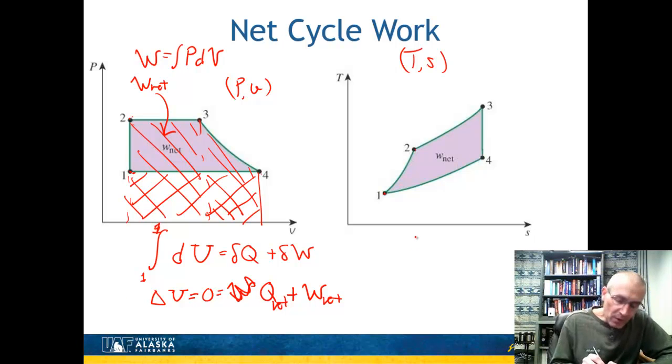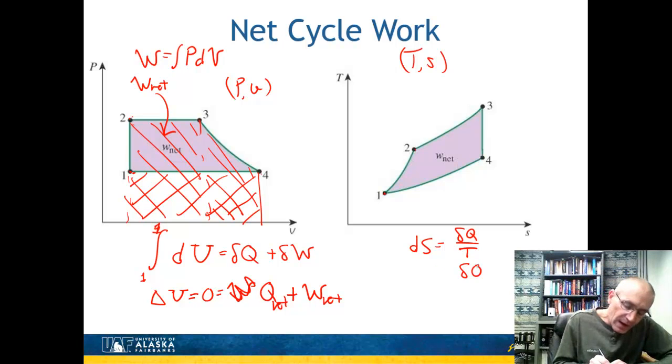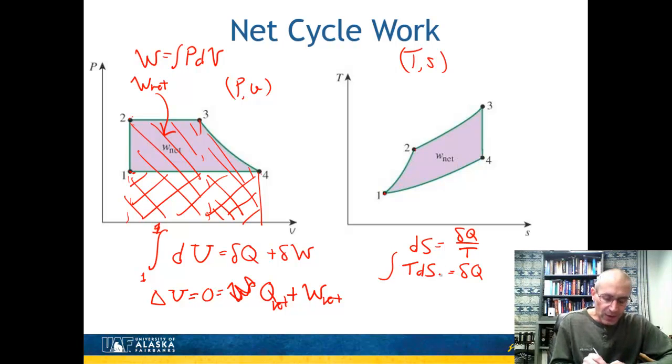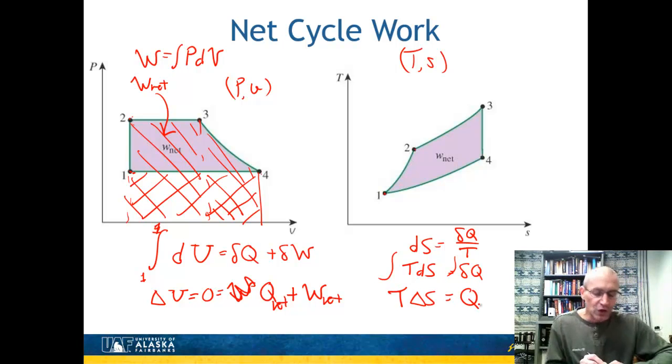Now also remember that dS is equal to del Q over T. This came from the definition of entropy, and if I rearrange that, I have del Q is equal to T dS. If I integrate both of those, all I'm going to have is T delta S is equal to Q. And so if I integrate this whole area underneath here, 1 to 2 to 3 to 4 on the TS diagram, I'm getting Q net, and Q net is the same as W net.